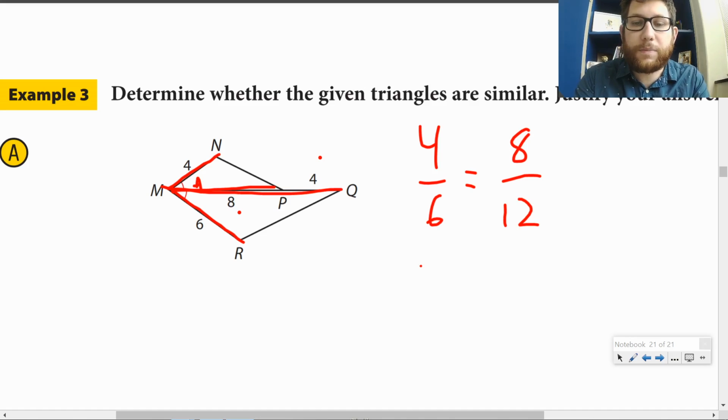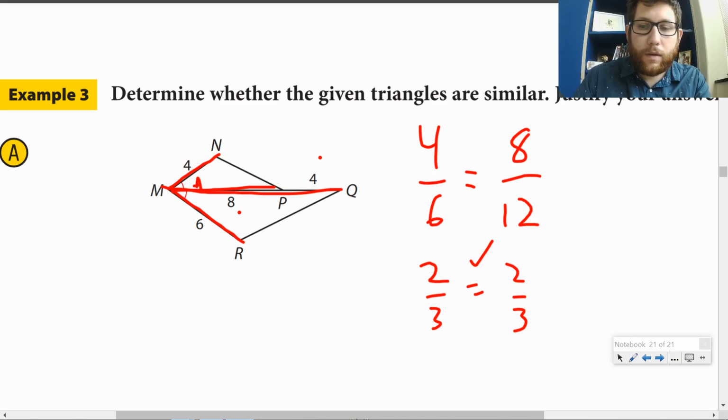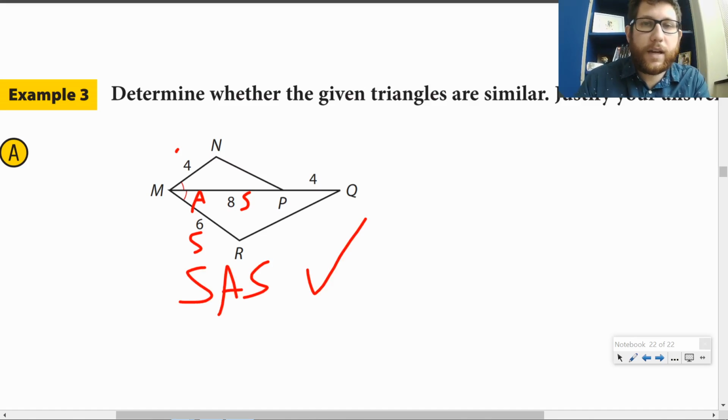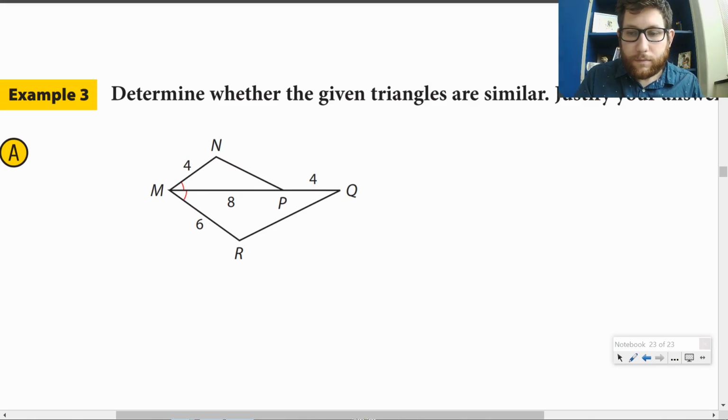Now let's simplify. The left side simplifies to 2/3. The right side, that also simplifies to 2/3. So I find that the sides are proportional. Okay, so I've got side and a side, and I've got an included angle. So yes, these would be similar by side, angle, side. Thumbs up. Works. Let's try another one.